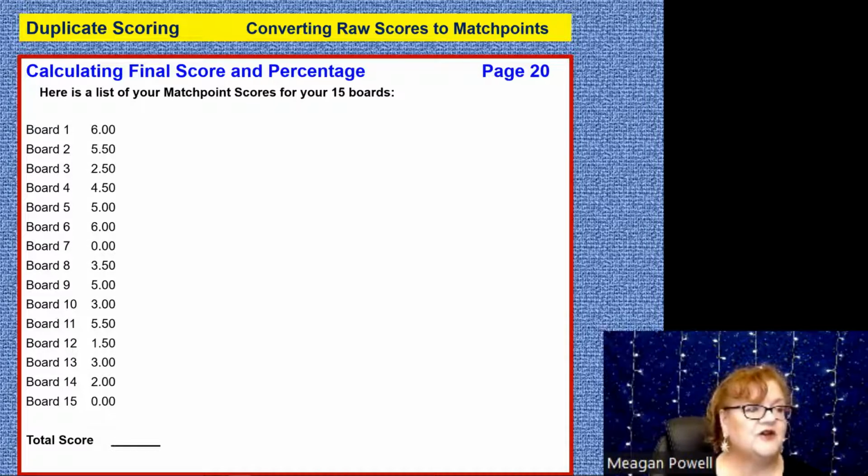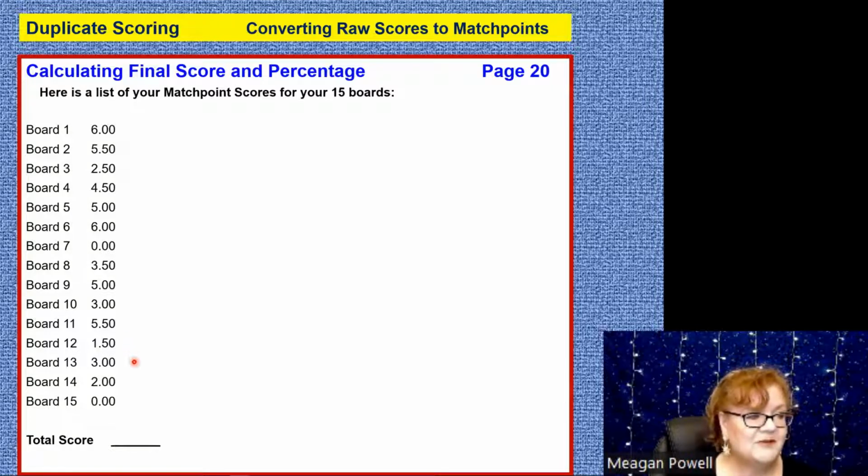Taking a good look at this, notice that on board one, you and your partner earned a six. You got the highest board. You got a top board on board one. Yeah, you started out strong. But somewhere as it goes along, it doesn't always come out that way, right? By the time we got to board seven, you earned a zero on the board. Somehow you earned the worst possible score on board seven. I don't know what happened. I don't have the board in front of me. I'm only looking at your results. These are all the places where your raw scores were converted to match point scores.